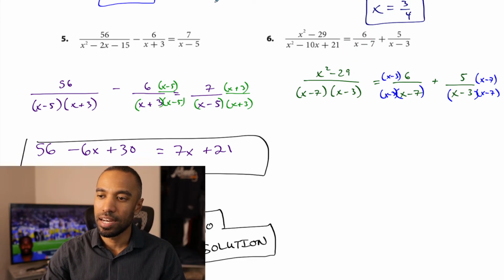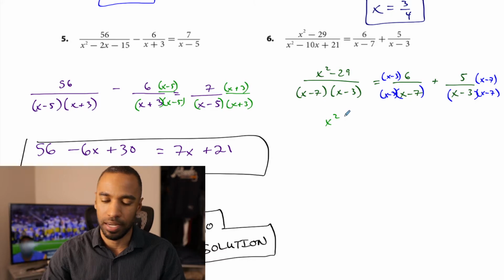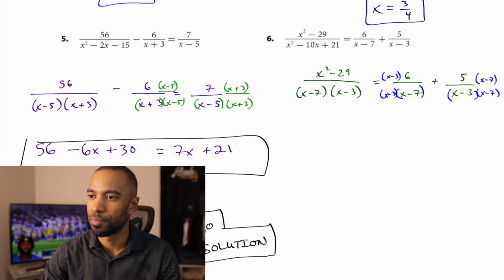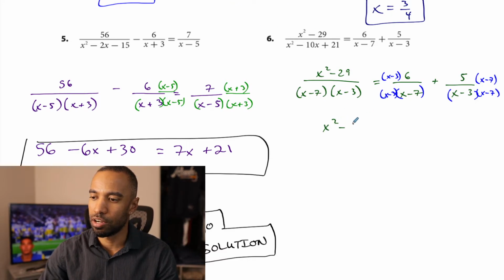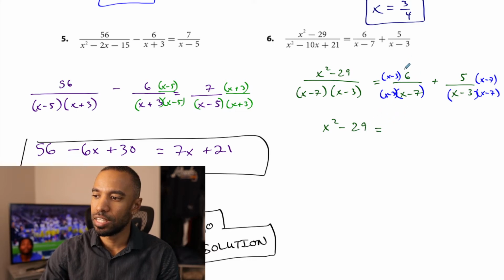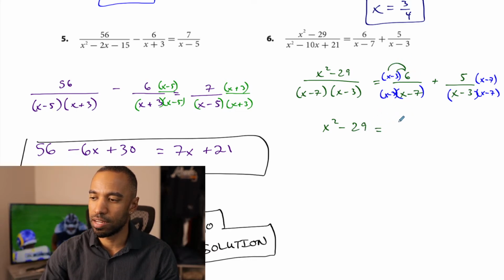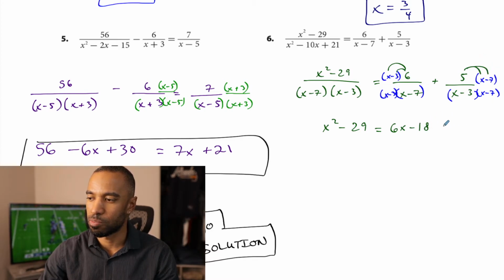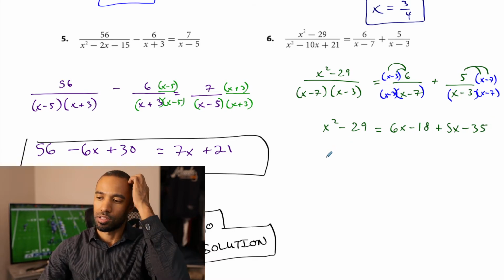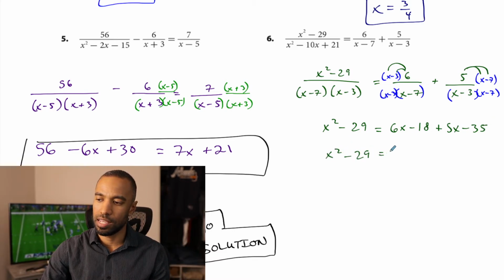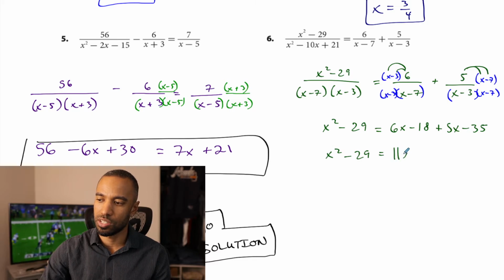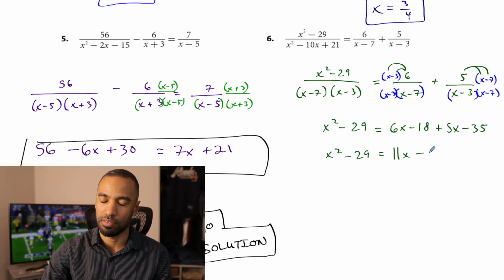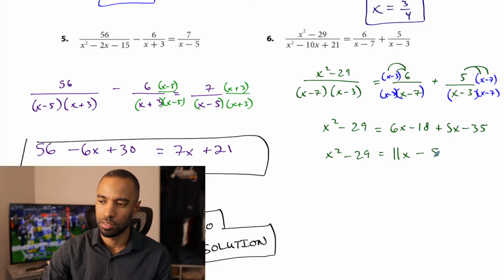So let's see. I got an x squared minus 29. Oh, where's my dark green? I got an x squared minus 29 over here. And over here, I got to distribute the 6 into the x minus 3. So I got 6x minus 18. And then 5 distributes into x minus 7, and that's 5x minus 35. Okay, so that's x squared minus 29 equals 6x plus 5x is 11x, negative 18 minus 35 is negative 53.